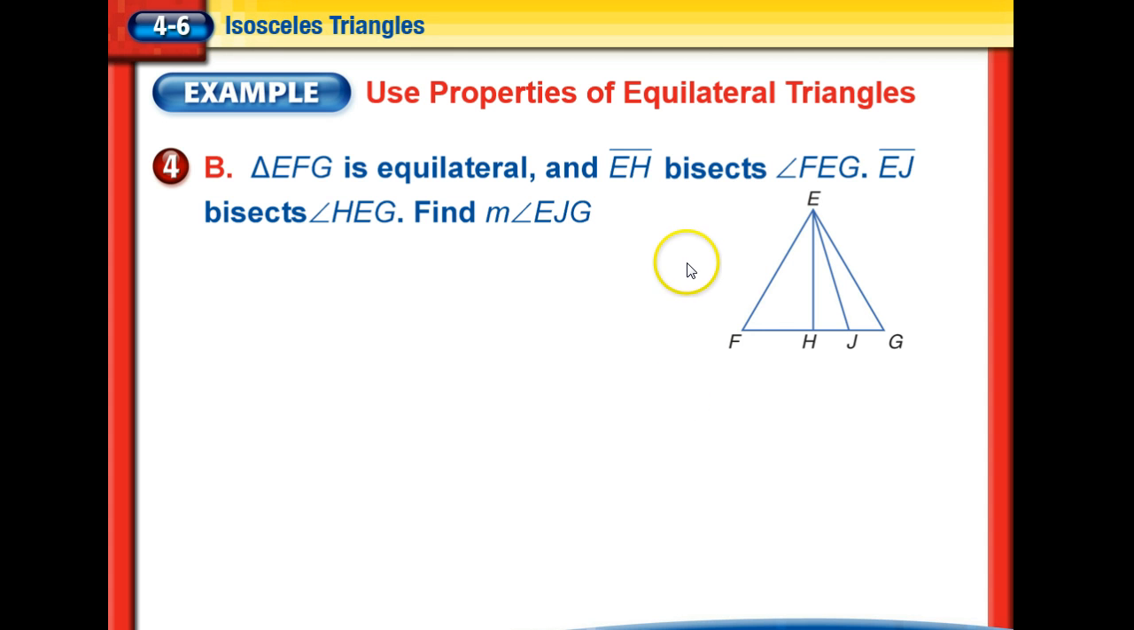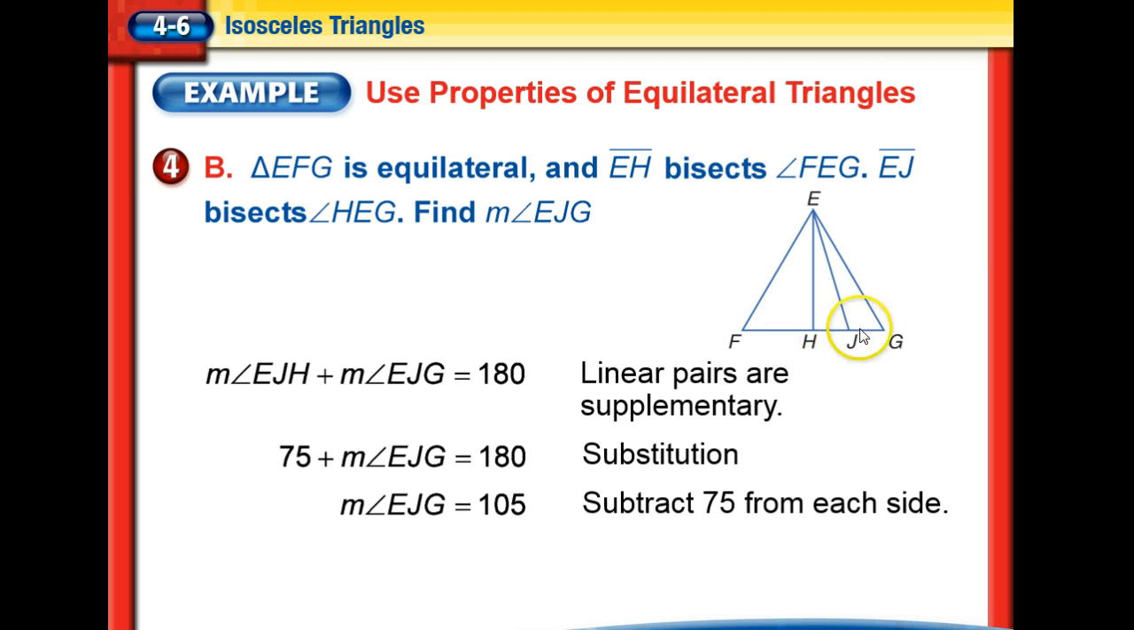And then again, continuing with this example, we still have an equilateral triangle. EH bisects angle FEG. EJ bisects angle HEG. Find EJG. Okay, so again, 180 degrees in a triangle. Equilateral triangle means this angle down by G is 60, so that leaves us with 120. This is still 15 degrees up here, so 120 minus 15 leaves us with 105 for angle J.